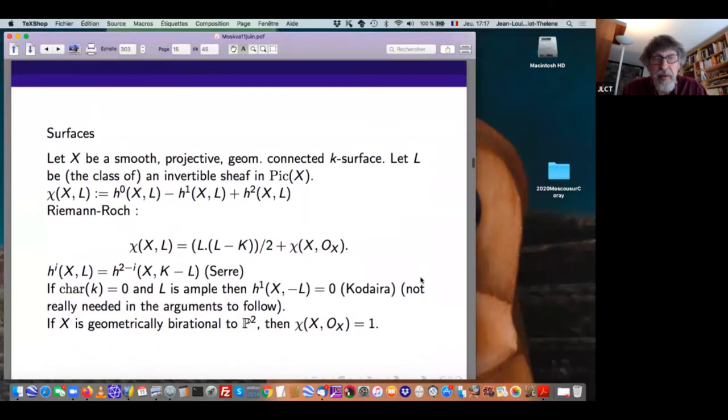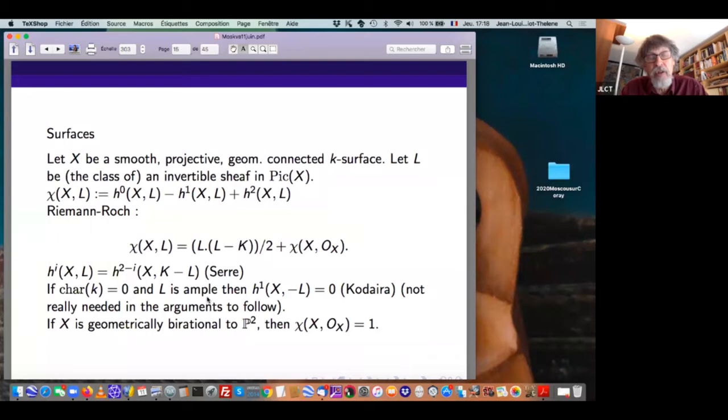And the other thing is, if you have a surface, because I'm discussing the case of surfaces here, if you take an invertible sheaf L on your surface, you have the Euler-Poincaré characteristic chi(X, L), which is h0 minus h1 plus h2. And you have the Riemann-Roch theorem that tells you what the Euler-Poincaré characteristic of L is. It is L times (L minus K) divided by 2, plus the Euler-Poincaré characteristic of O_X. Well, you know that h^i(X, L) is equal to h^(2-i)(X, K minus L), by duality.